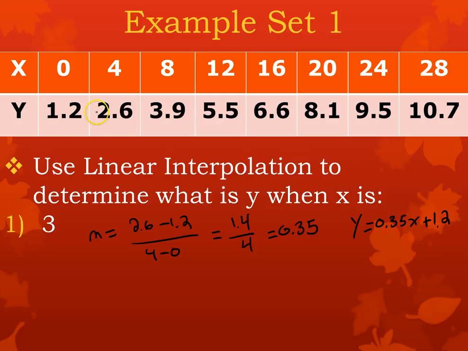So again, I'm assuming a linear relationship between here and here. So I'm going to plug in 3 for x, y equals 0.35 times 3, to solve for the appropriate y value that would work in that situation. And when I multiply that whole thing out, we're going to get y equals 2.25.